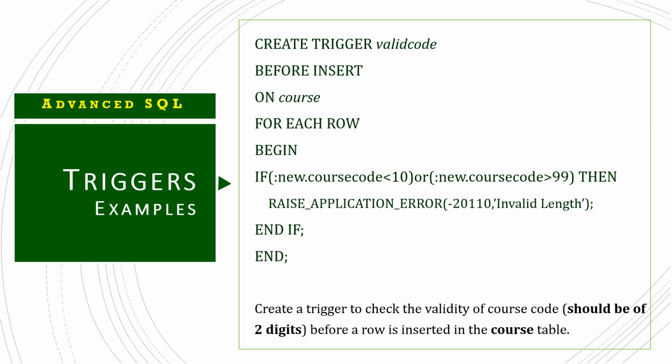Then in the executable section, we have to check whether it is a 2-digit number or not. So we are going to check whether the newly entering course code is a single digit number, or if the value is greater than 99. That means if the newly entering course code is less than 10, or if it is greater than 99, then we raise an error message using the raise application error procedure.